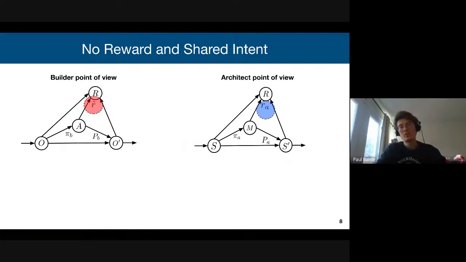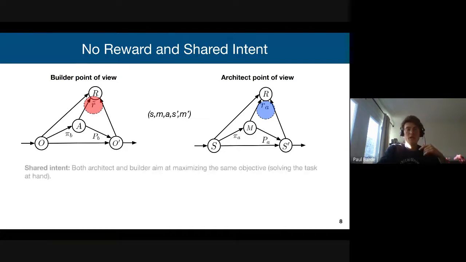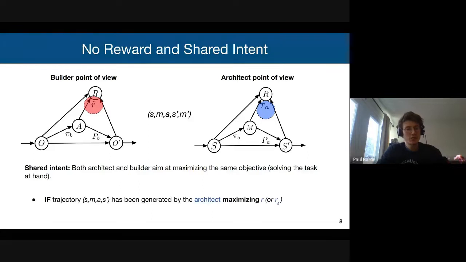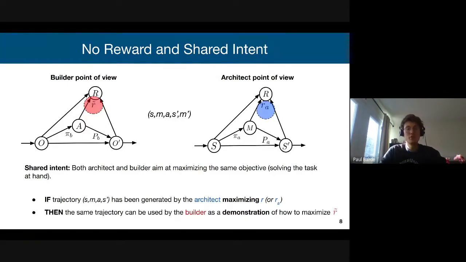And so now that we have these two points of view, it's interesting to see that because these agents are interacting together, they are experiencing the same state, message, action trajectories, right? And this is really interesting because if we add the shared intent prior, then we can say that a trajectory that has been generated by the architect, when it was maximizing its reward that it is aware of, can be seen by the builder as a demonstration on how to maximize this objective. And because they share this objective, it can be seen as a demonstration of how it should behave.